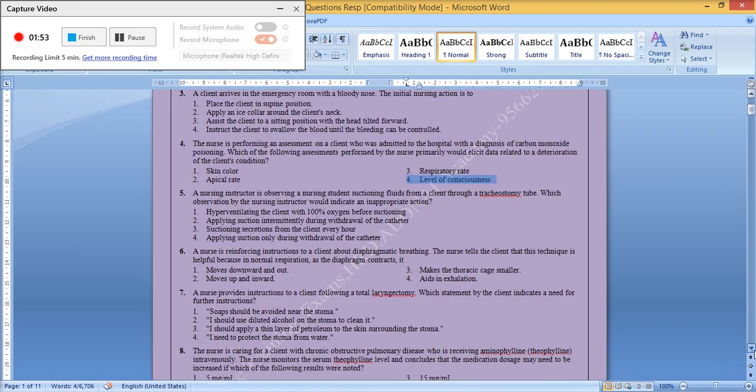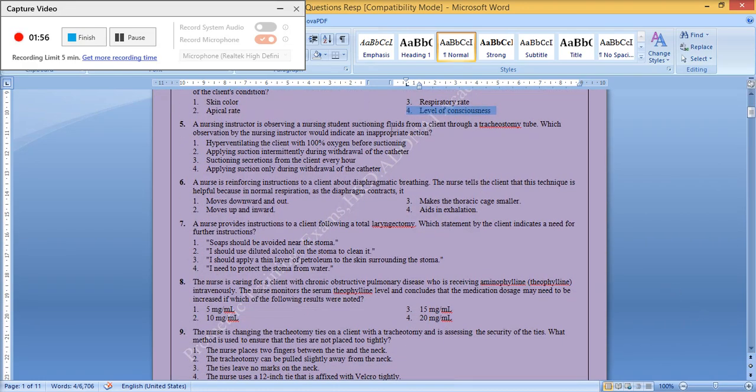The nursing instructor is observing a nursing student suctioning fluids from a client through a tracheostomy tube. Which observation by the nursing instructor would indicate an inappropriate action? 1. Hyperventilating the client with 100% oxygen before suctioning. 2. Applying suction intermittently during withdrawal of the catheter. 3. Suctioning secretions from the client every hour. 4. Applying suction only during withdrawal of the catheter. The correct answer is 3. Suctioning secretions from the client every hour.